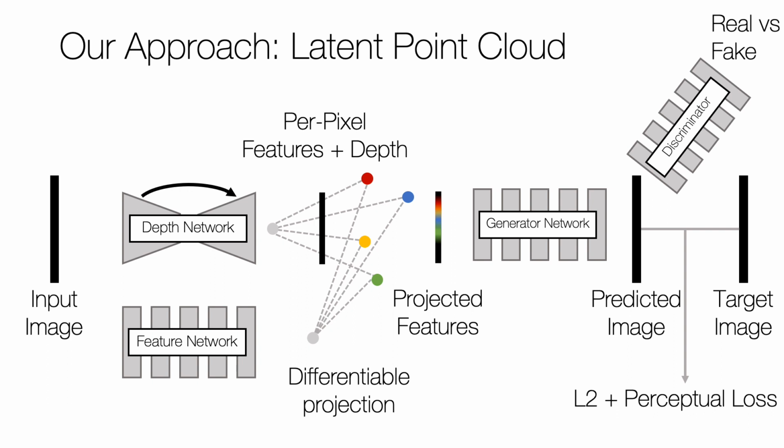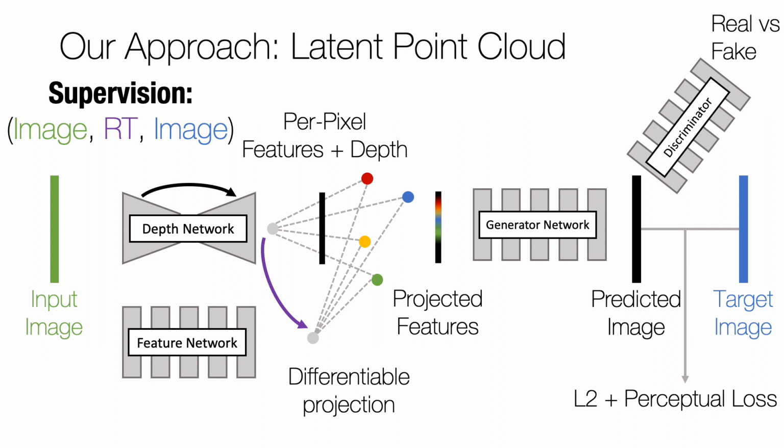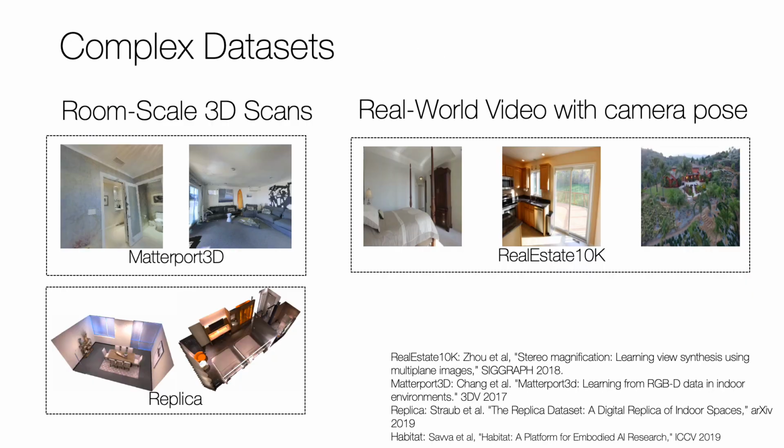At train time, the target predicted image is compared to the ground truth. This method uses only image supervision, original and target view, and assumes a transformation between the two views. There is no explicit 3D supervision for the scene. We focus on complex scenes from Matterport, Replica, and RealEstate10K, which all contain walkthroughs of indoor and outdoor scenes.